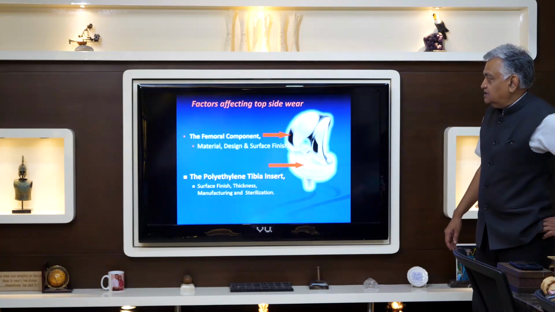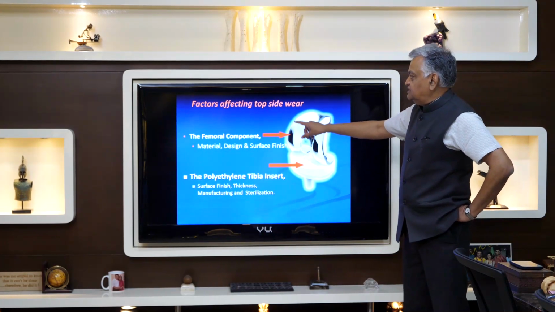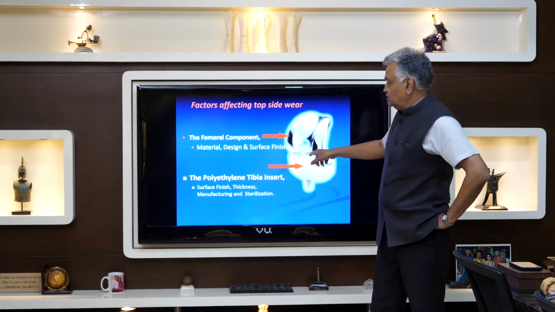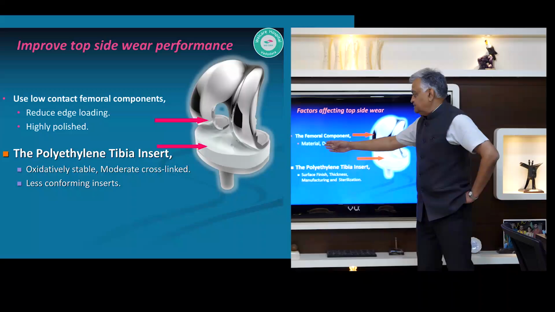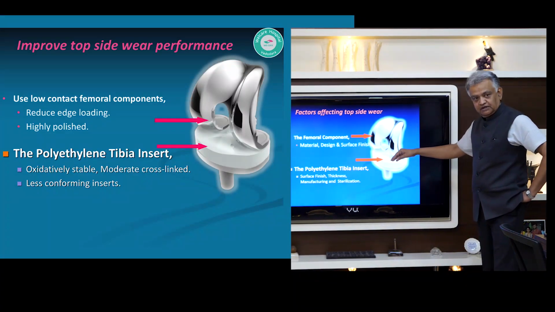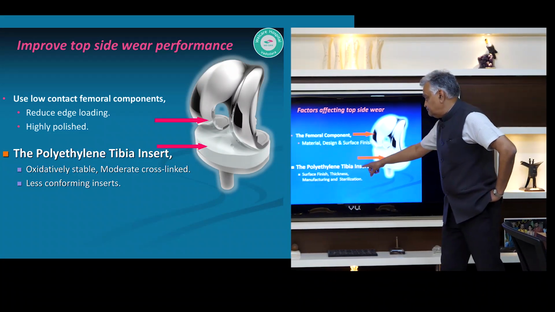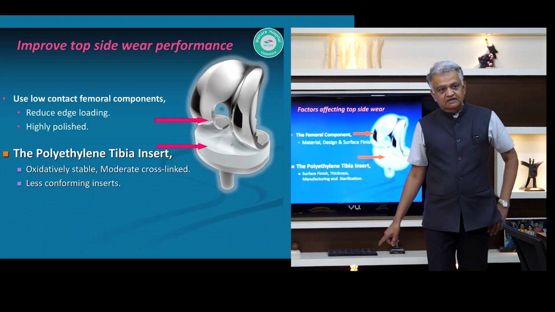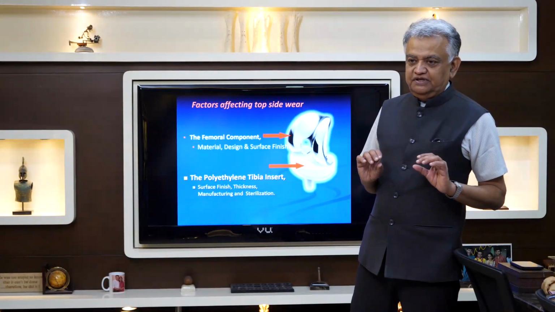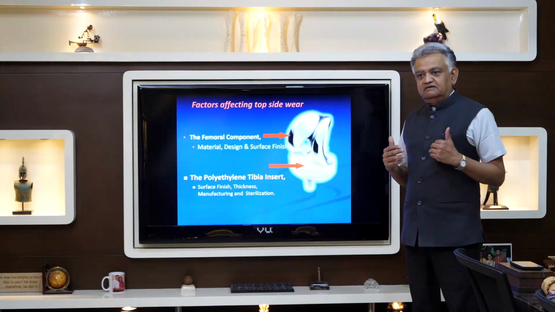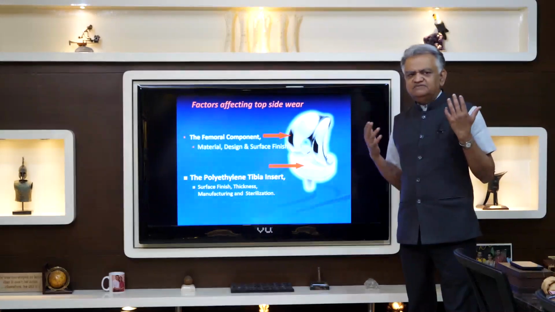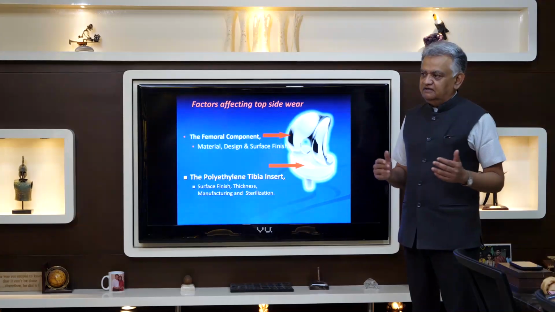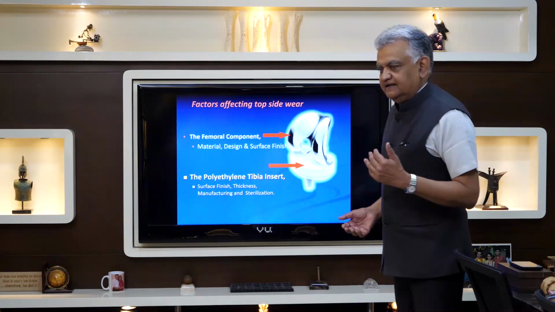Next, please. So the femoral component at the top side has a tremendous impact: the geometry, the material, the design, the surface finish of the femur. Then the polyethylene tibial insert: surface finish, thickness, manufacturing and sterilization. So on the plastic side of the story, there are factors which are to be taken into account. This will all become second nature to you once you discuss this, talk about it, and listen to these lectures again.